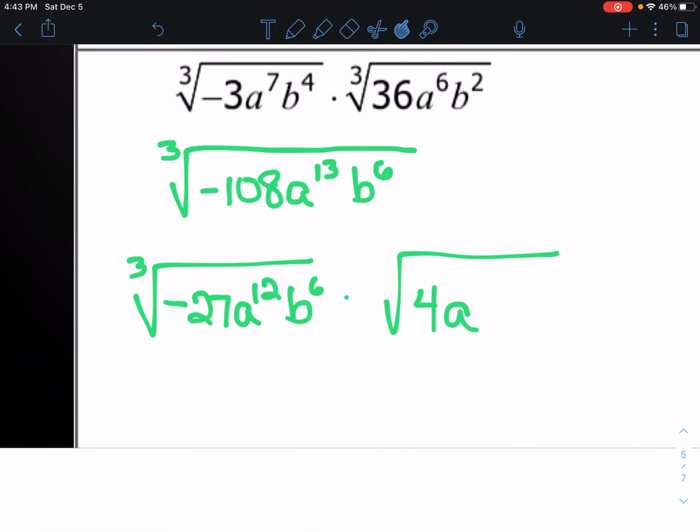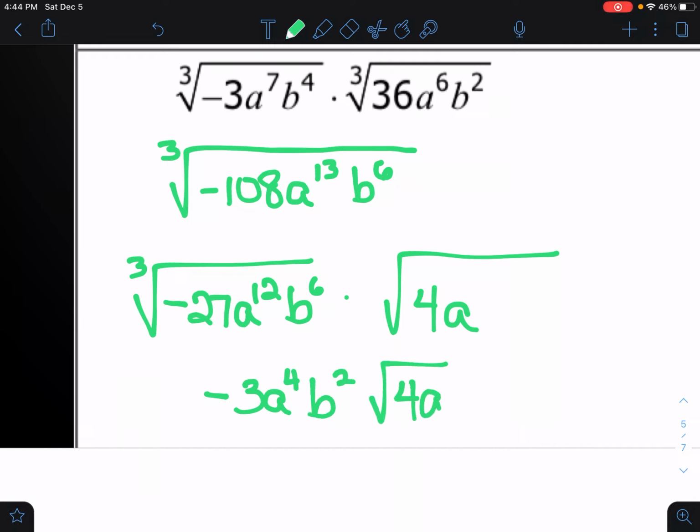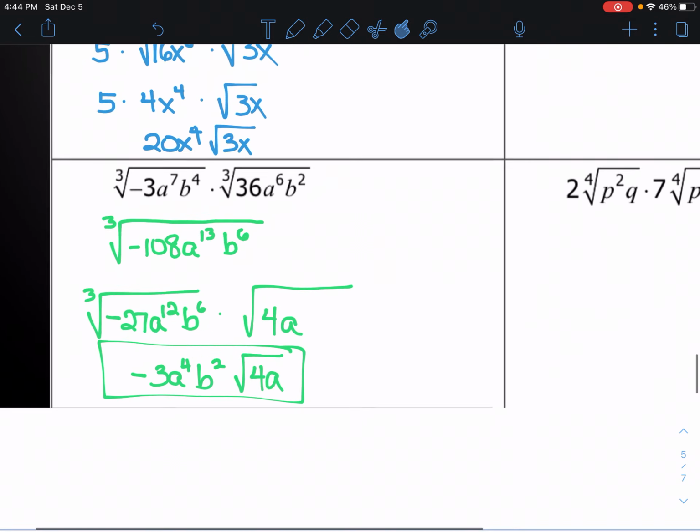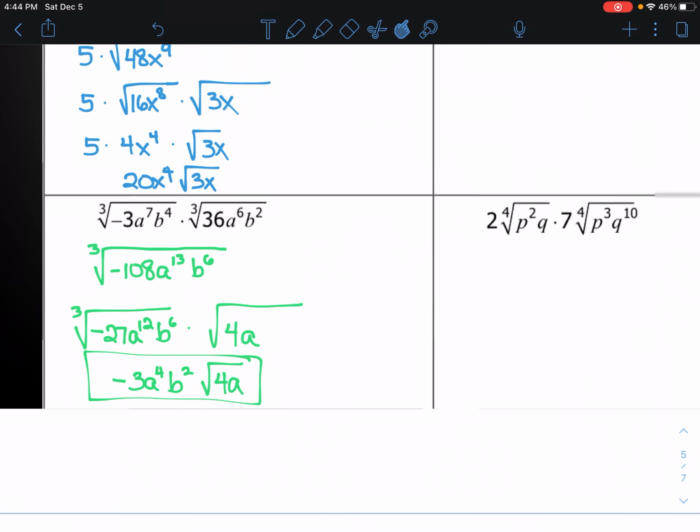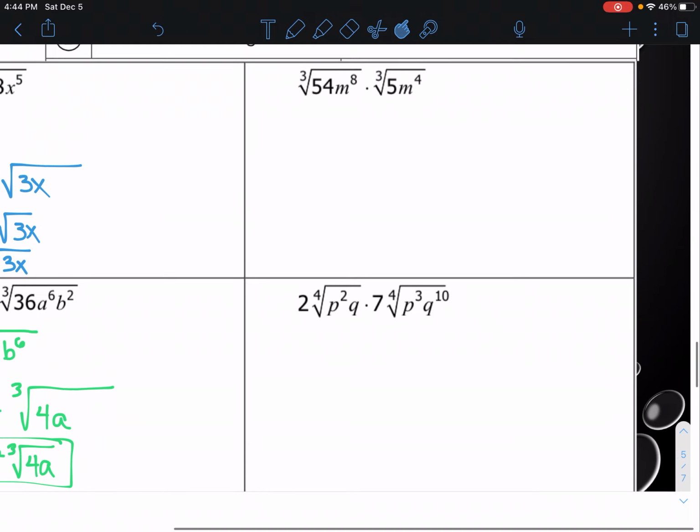So now simplifying this a bit, the cube root of negative 27 is negative 3. Cube root of a to the 12th would be a to the 4th, and b squared, times the cube root of 4a. Okay, and that's how you do those.